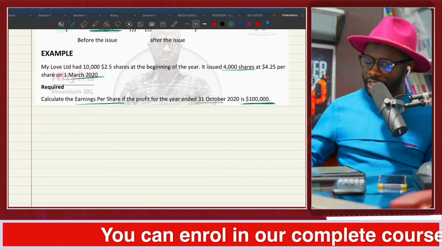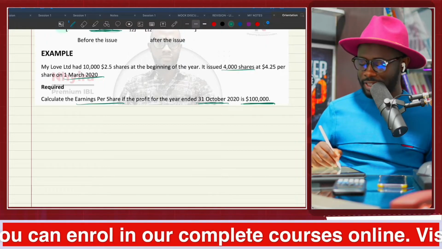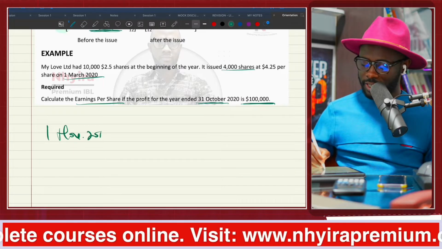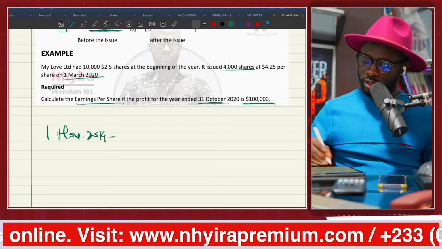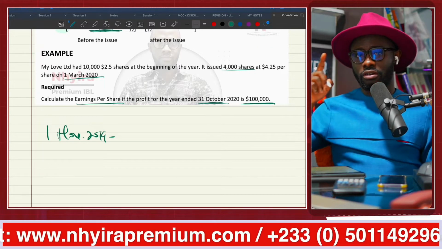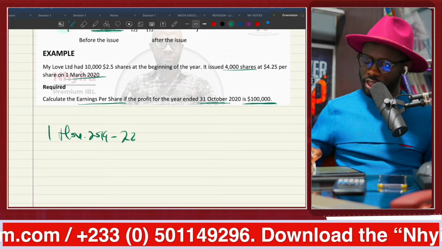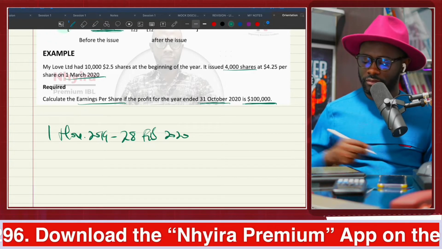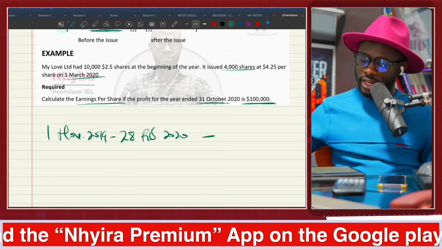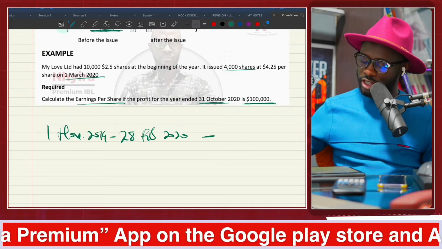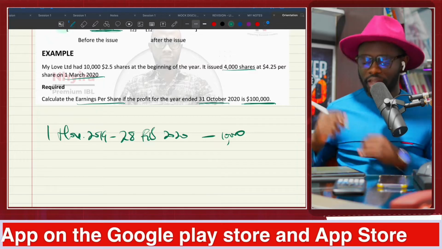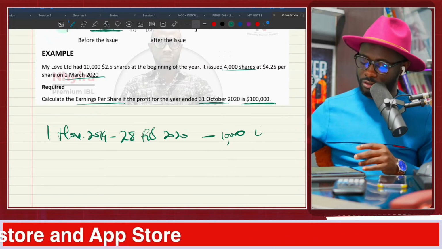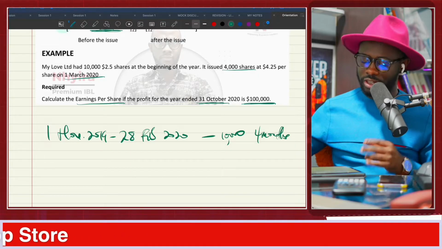So if the year ends on 31st October, then it starts on 1st November. So from 1st November 2019 to, they did the issue on 1st March, so that means 28th of February 2020. How long will that be? And then how many shares were outstanding? 10,000 shares were there. Now, November, December, January, February, that's 4 months. So that has been there for 4 months.